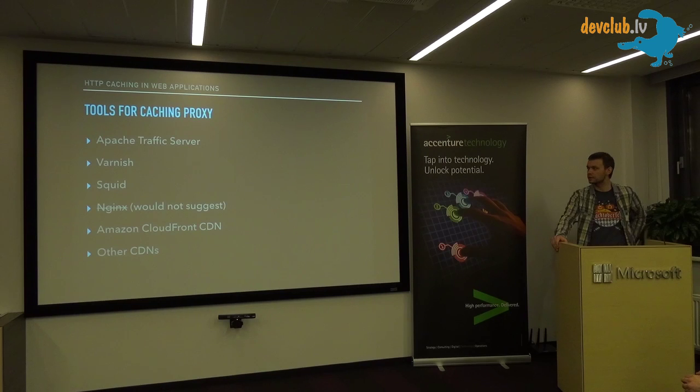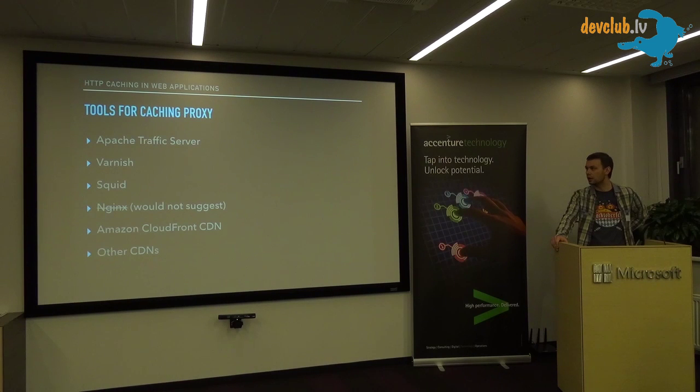So the first one is Apache Traffic Server. It's also sometimes referred to as just ATS. I have used this thing. I would say it's quite good. It tolerates all the request headers. It's quite robust. It's full of features. So yeah, it's a good one. It would be my choice number 1.